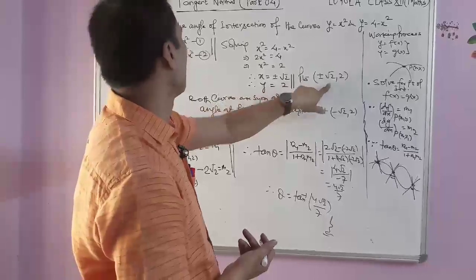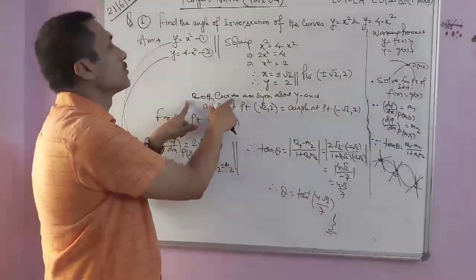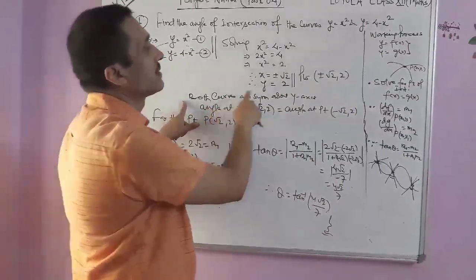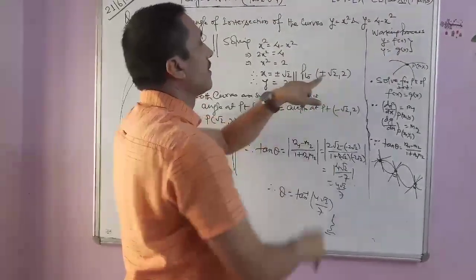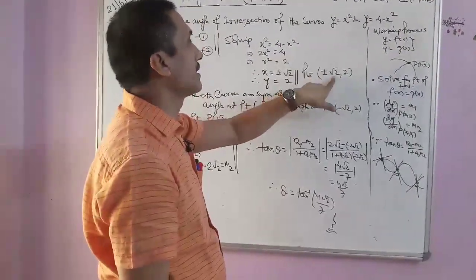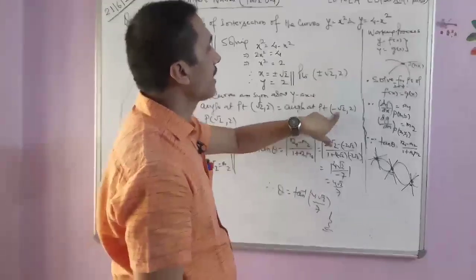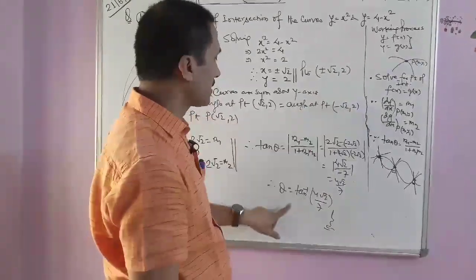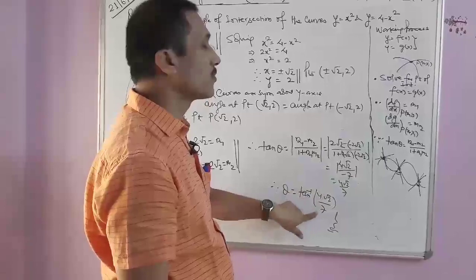If both curves are not symmetric, then we find the angle at each point. If we find it here at point minus root 2, 2, we get the same angle, tan inverse 4 root 2 by 7.